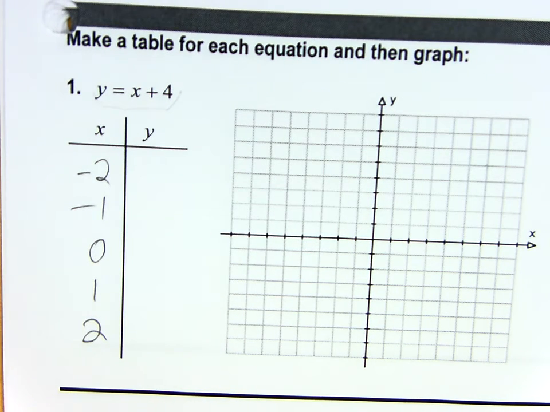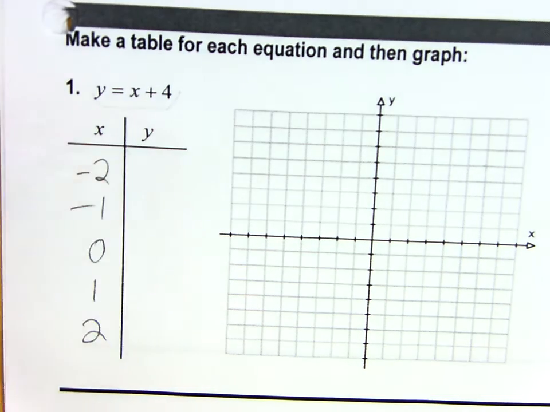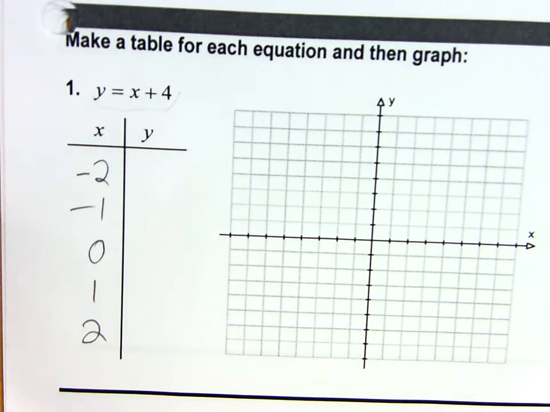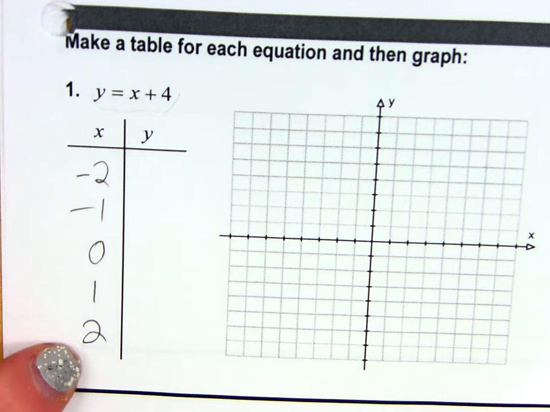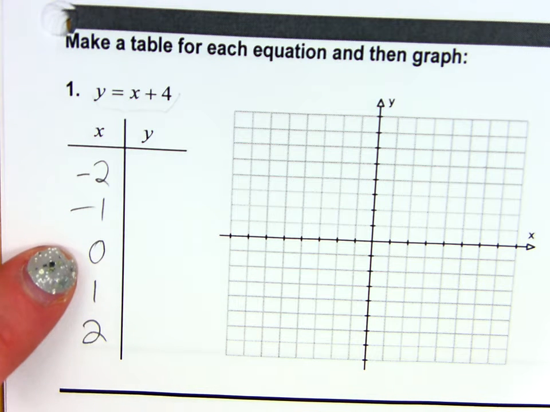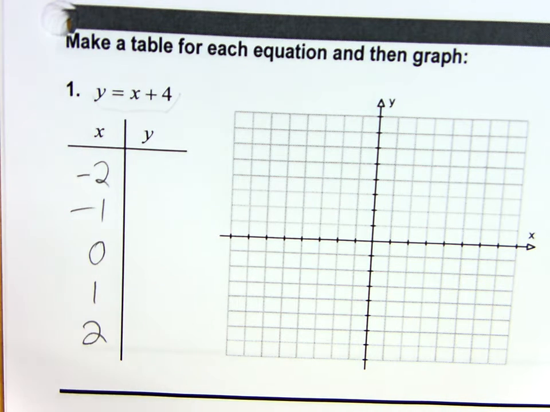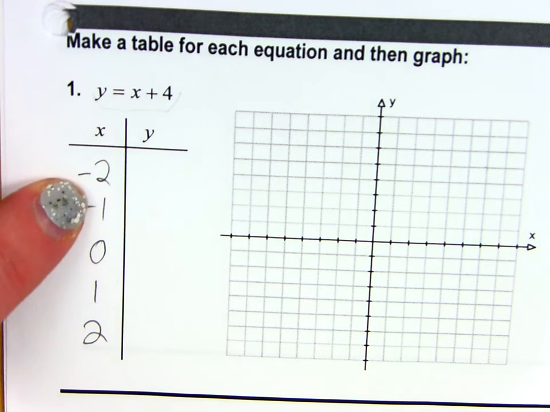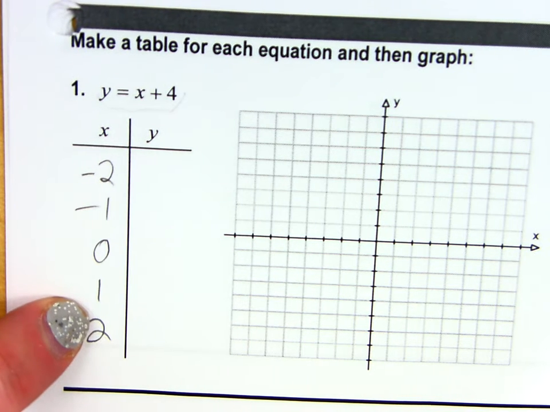Kind of look at your equation and ask yourself, okay, well, what makes sense here? For this, it really doesn't matter because I'm just going to add 4. So it's not easier or harder for me to add 4 to an even number or an odd number. It doesn't really matter. And you do want to have some negatives, some positives. So I might as well choose the smallest ones I can, right? So there's a couple small negatives, 0, and a couple small positives.